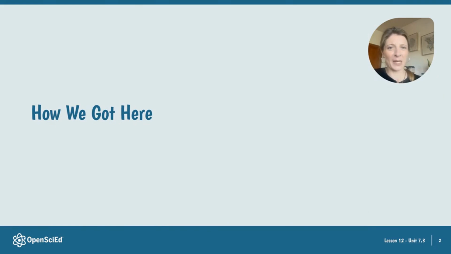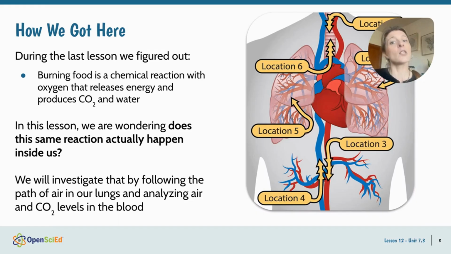So, how did we get here? During the last lesson, we figured out that burning food is a chemical reaction with oxygen that releases energy and produces carbon dioxide and water. In this lesson, we're wondering, does this same reaction actually happen inside of us? And to figure this out, we're going to do two things. One, we'll follow the path of air in our lungs and analyze oxygen and carbon dioxide levels in the blood.